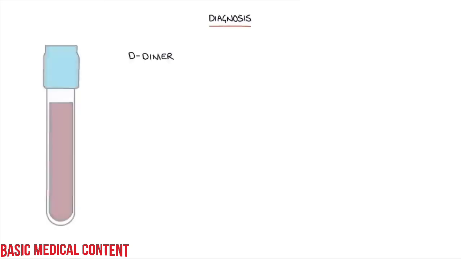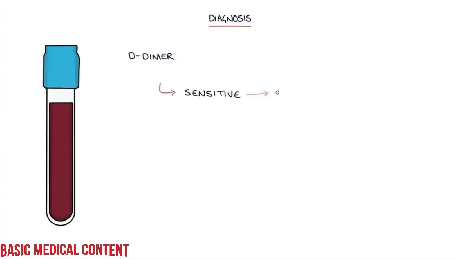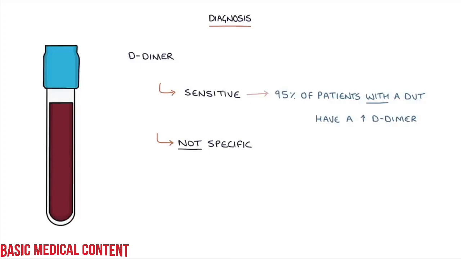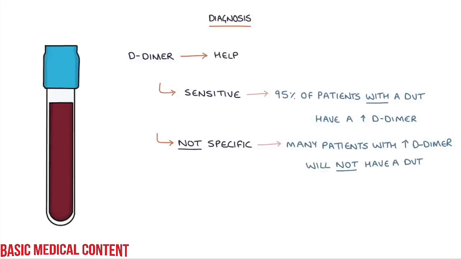Next, let's talk about making the diagnosis. A D-dimer is a blood test for a DVT that is sensitive, meaning that 95% of patients who have a DVT will have a raised D-dimer, but not specific, meaning that many patients with a raised D-dimer will not have a DVT. This makes it helpful in excluding venous thromboembolism, where there is a low suspicion.